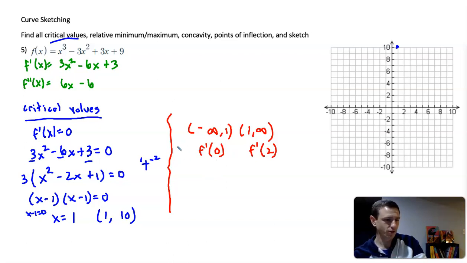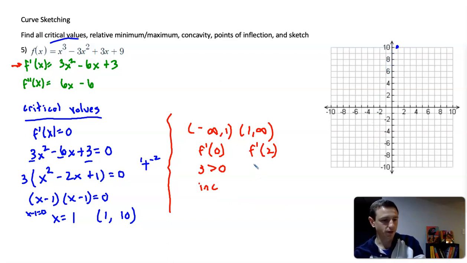So plugging in 0 into our first derivative. So here's our first derivative right here. 3 times 0 squared is 0. 0 minus 6 times 0 is 0. 0 minus 0 plus 3. 3 is a positive number, indicating increasing. So we know it's going to be doing something like this, increasing.